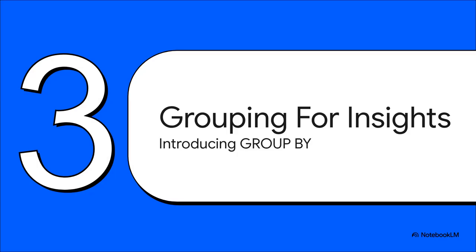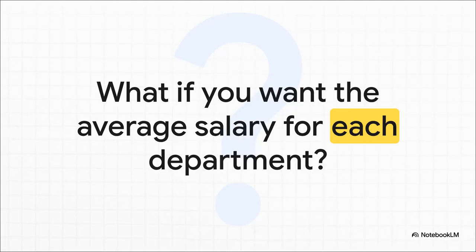So, getting these single answers, one average, one count, that's incredibly useful for sure. But the real power of analysis comes from comparison. And to do that, we need to chop our data into smaller, more meaningful pieces before we summarize it. Think about this question. A single company-wide average salary is, well, it's interesting. But what about the average for each department? Now that's a much more insightful question, right? We don't want just one number anymore. We want a whole list of averages, one for each department.